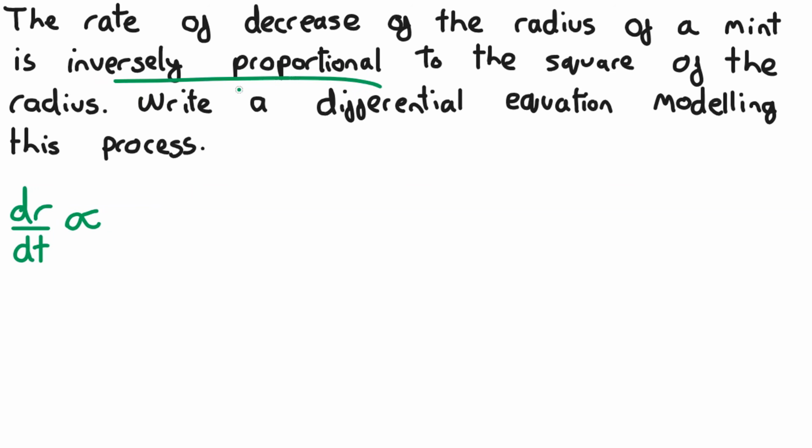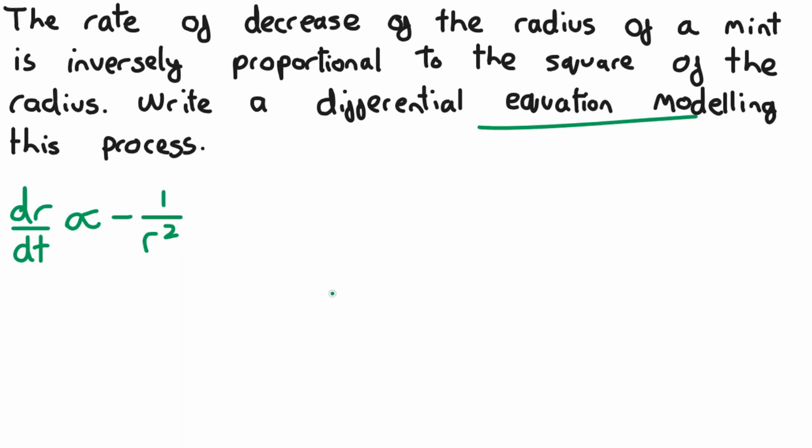Is inversely proportional to the square of the radius. So the square of the radius is going to be r squared, but we're told it's inversely proportional, so it's going to be 1 over r squared, as that's what inversely proportional means. It means 1 over whatever it says it's proportional to. But it's also a rate of decrease, so therefore there's going to be a minus sign at the front here. So therefore dr over dt is proportional to minus 1 over r squared. It's the rate of decrease that's inversely proportional to the square of the radius.